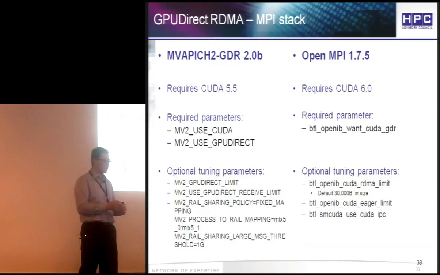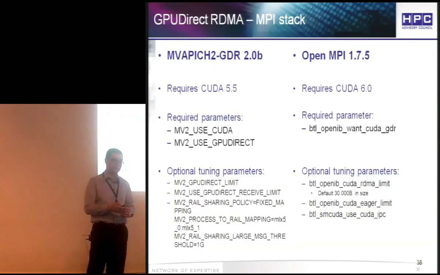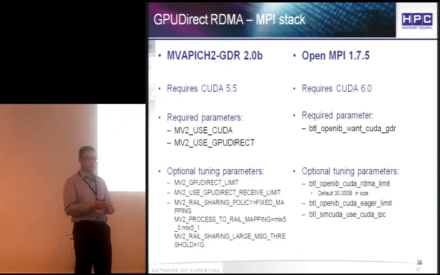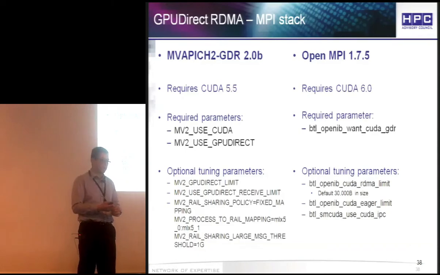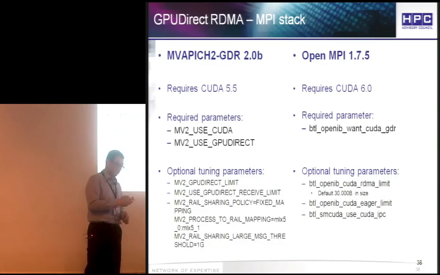I'm showing you a couple of the MPIs that currently have support for GPUDirect RDMA. MVAPICH2-GDR, from Dr. DK Panda's team, currently has a beta version that supports GPUDirect RDMA. The required parameters are shown here. You need to set these two parameters on the left in order to enable GPUDirect RDMA. And then there are some optional tuning parameters that allow you to specify which InfiniBand adapter to use, and also the limit of the message size that allows GPUDirect RDMA to work.